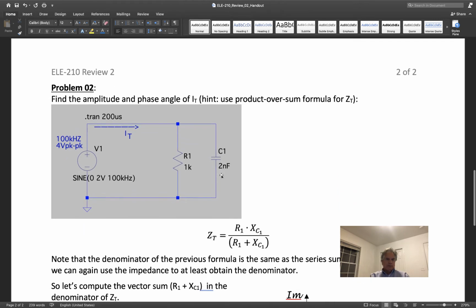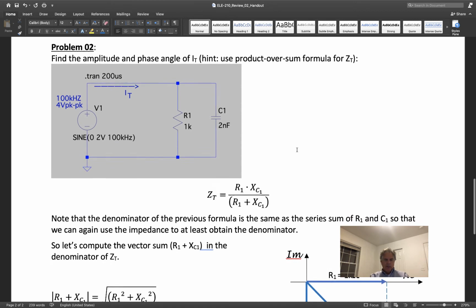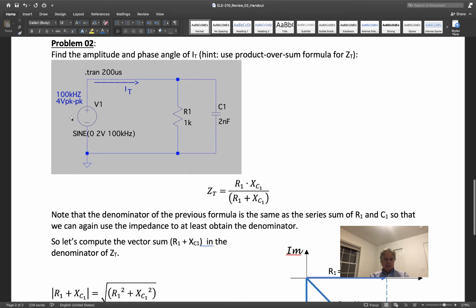Problem number 2. Find the amplitude and phase angle of I total. Hint, use product over the sum formula for the total impedance, ZT. So here we have a sine wave voltage source driving a parallel combination of a resistor and a capacitor. So that's going to be messy. 100 kilohertz, 4 volts peak to peak, same kind of deal. But all we want to do is find this total current. We want to find what's going on there.